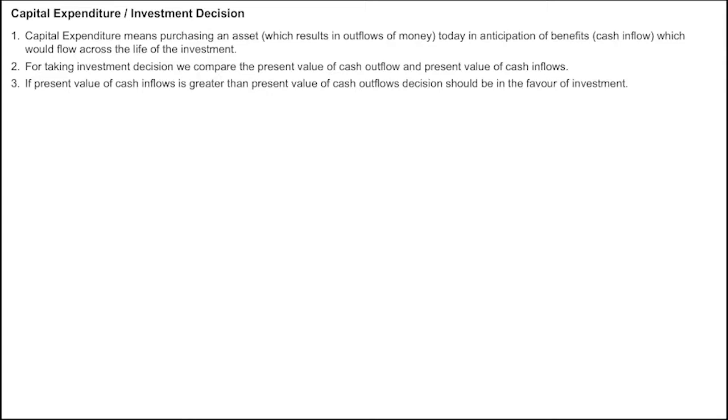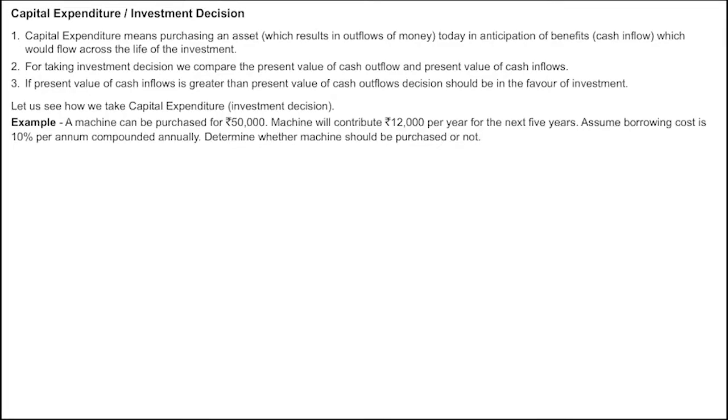So the decision should be in the favor of investment. Now let's understand with the help of an example. A machine can be purchased for rupees 50,000 and the machine will contribute rupees 12,000 per year for the next 5 years. Assume that the borrowing cost is 10% per annum, compounded annually. Determine whether the machine should be purchased or not.